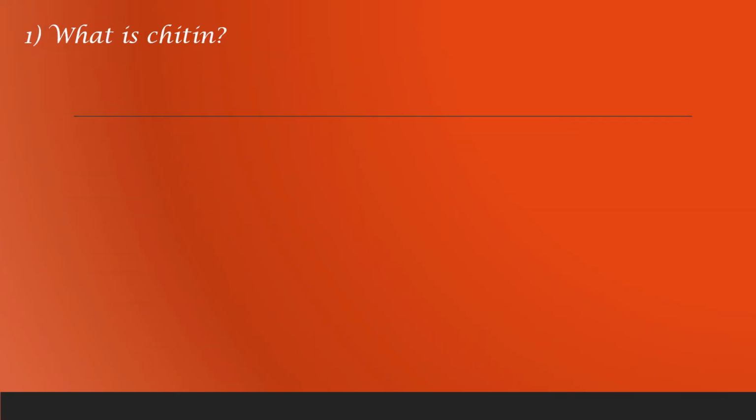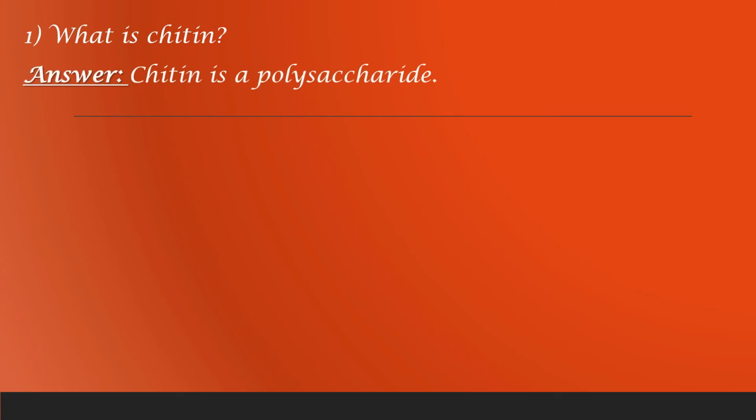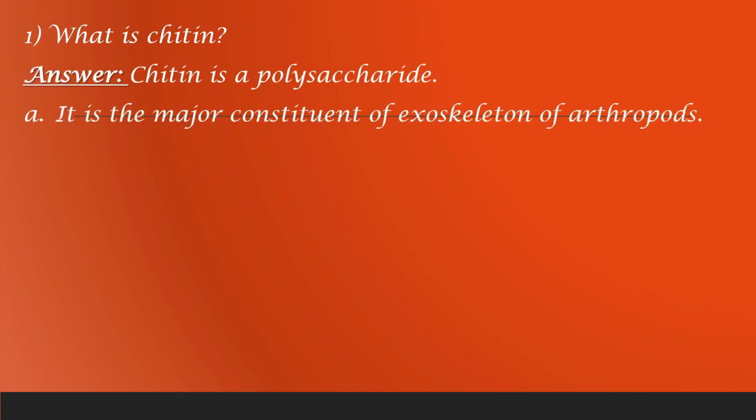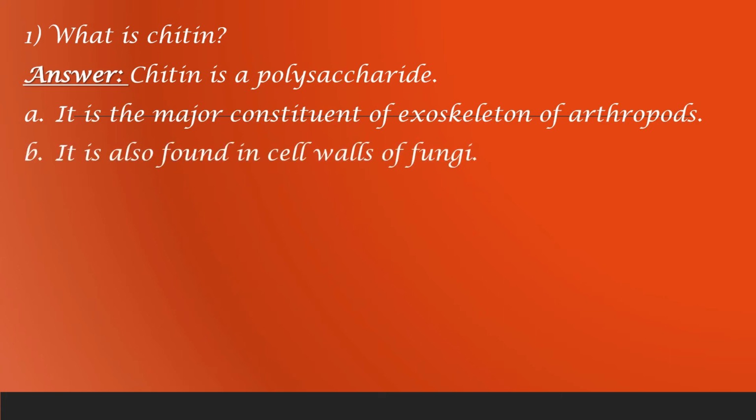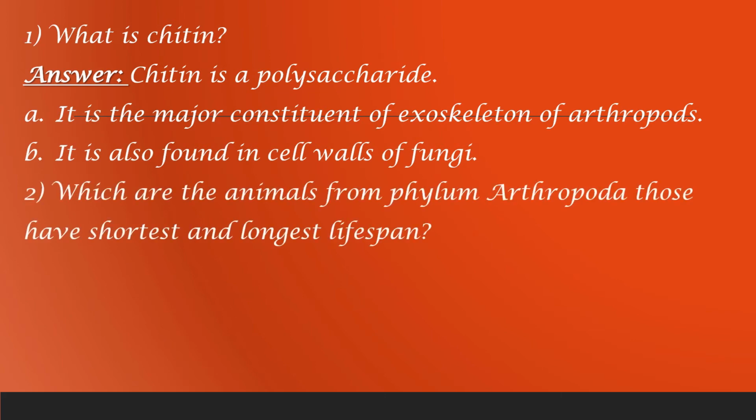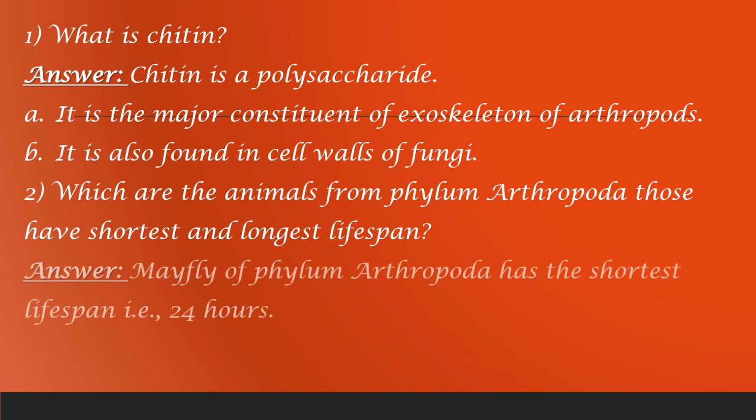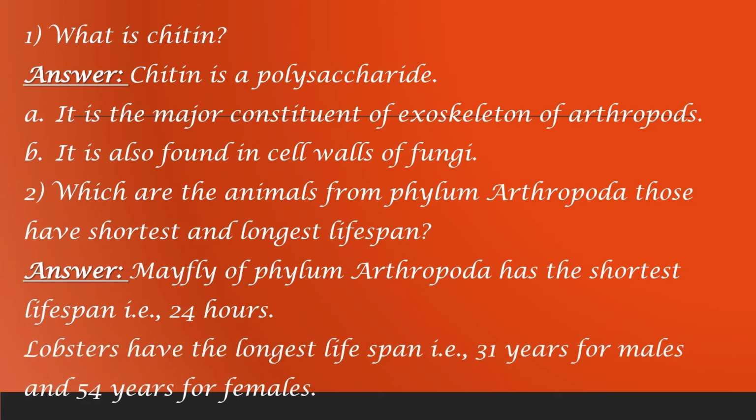Now students, what is chitin? Chitin is a polysaccharide. It is a major constituent of the exoskeleton of arthropods, and it is also found in the cell walls of fungi. Now students, tell me, which are the animals from phylum Arthropoda that have the shortest and longest lifespan? Yes, the mayfly of phylum Arthropoda has the shortest lifespan, approximately 24 hours, and lobsters have the longest lifespan, that is 31 years for males and 54 years for females.